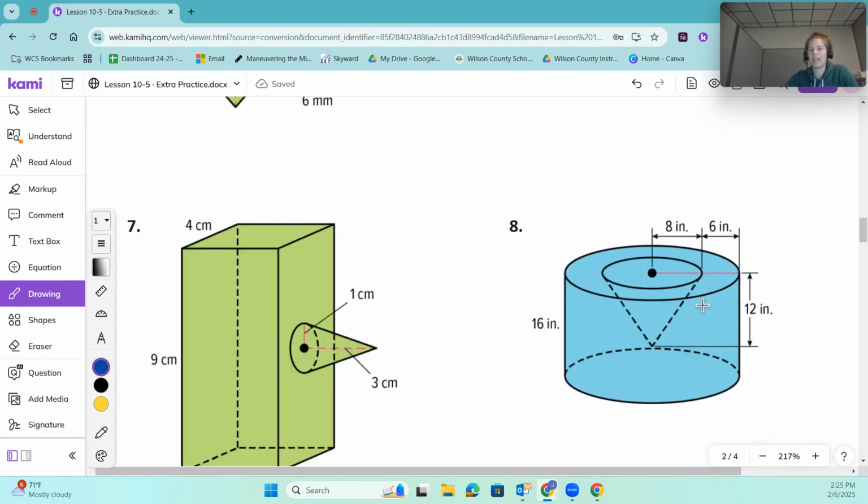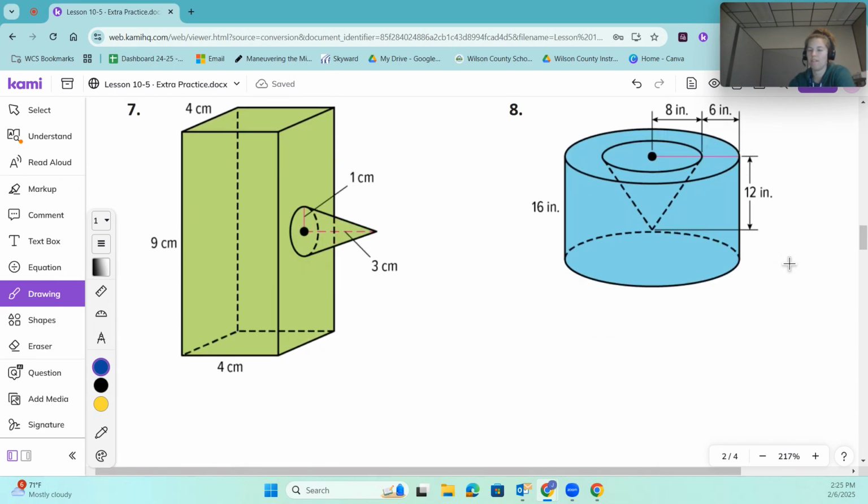Now let's take a look at number 8. Number 8 is a little different because the cone is cut out of the center of the cylinder, which means instead of adding them together, we are going to subtract them from one another. So same exact process, we're going to find the volume of the whole cylinder, the volume of the cone, and then we're going to subtract them at the end.